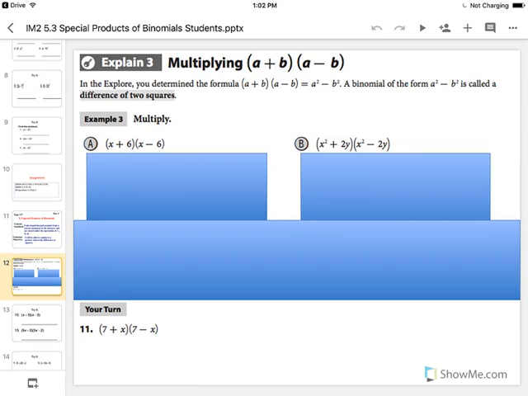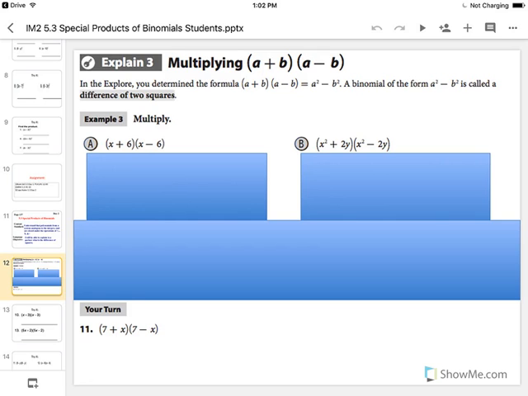Okay. Explain 3. Multiplying the quantity a plus b times a minus b. In the Explore, you determined the formula of the quantity a plus b times the quantity a minus b to be a squared minus b squared. A binomial of the form a squared minus b squared is called a difference of two squares.